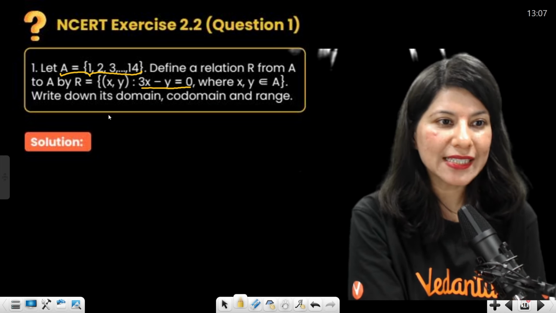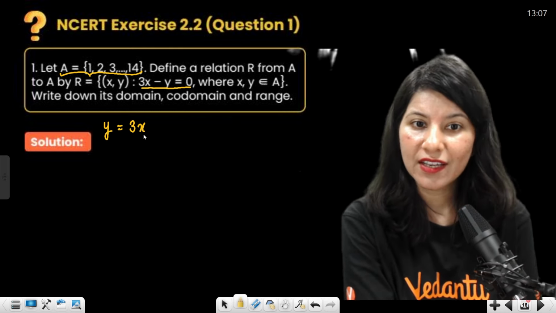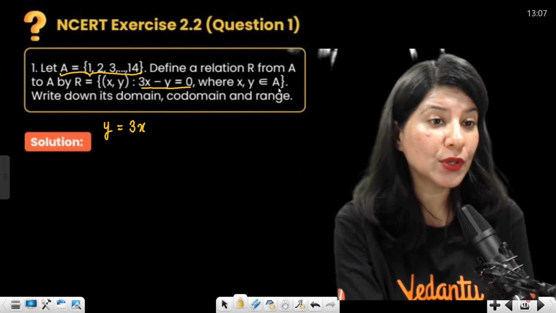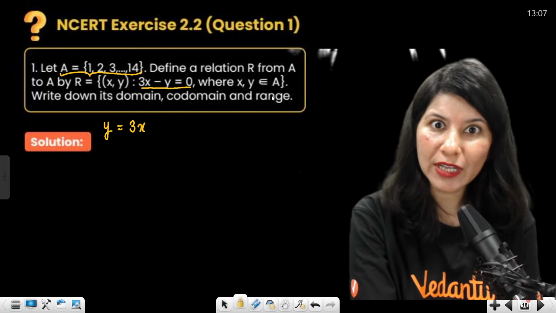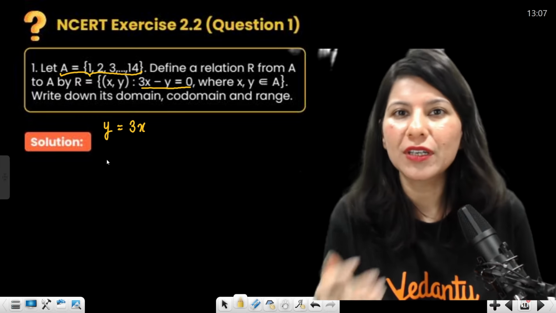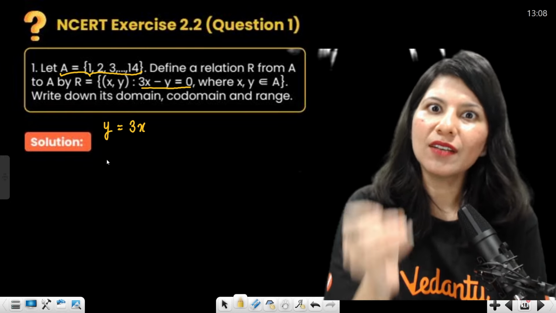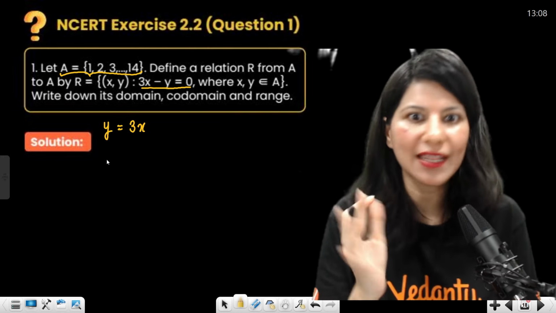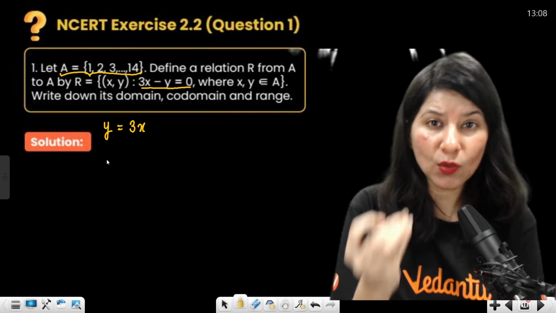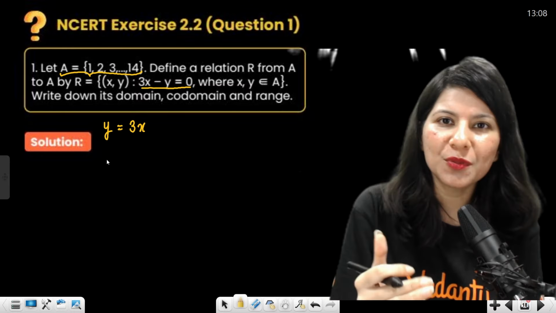Okay. So basically relation R is satisfying this condition which is y equals 3x where x and y both belong to set A. So basically what we want is all the ordered pairs which will satisfy this condition where both the elements are belonging to set A. That's it, nothing else. Then once you are done with the relation, you have to write domain, codomain and range.